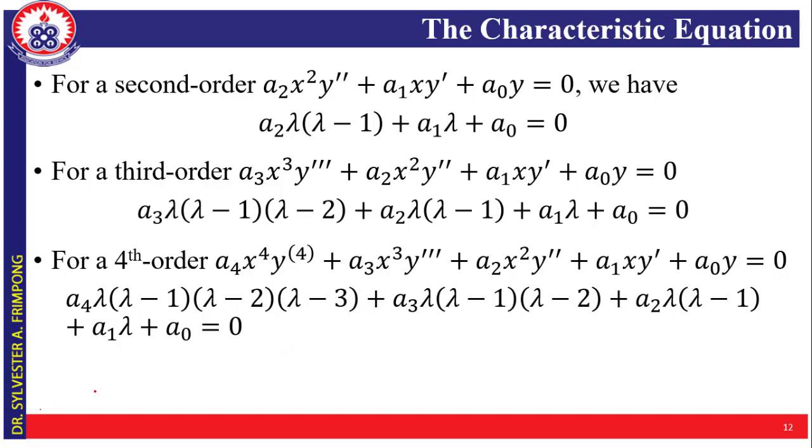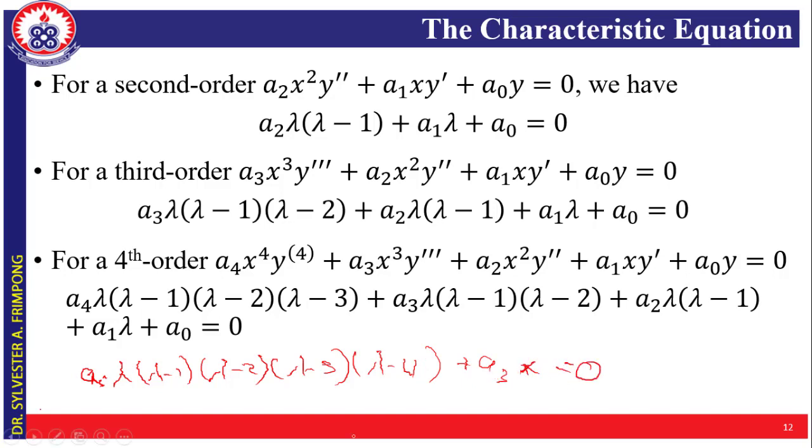So that means if you go to the fifth order, you're going to get what? a5 multiplying lambda (lambda minus 1)(lambda minus 2)(lambda minus 3)(lambda minus 4), then plus the whole of the lower order part, equal to 0. So this is how the characteristic equation is written.